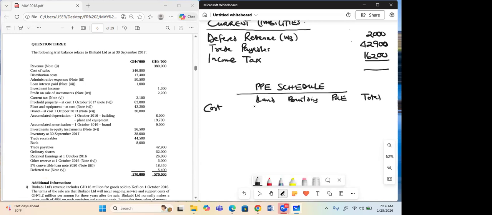Look in the depreciation working. Land was 13, then the building was 50,000. Let's be patient. Once it comes, we'll put it there. Okay. Building was what, 50,000? Yes. What about the plant and equipment? 42,200.